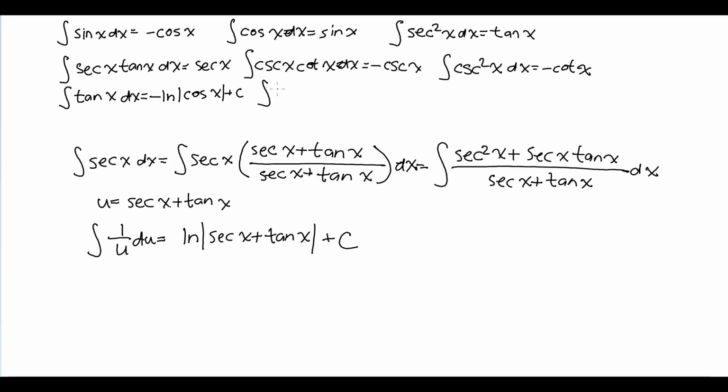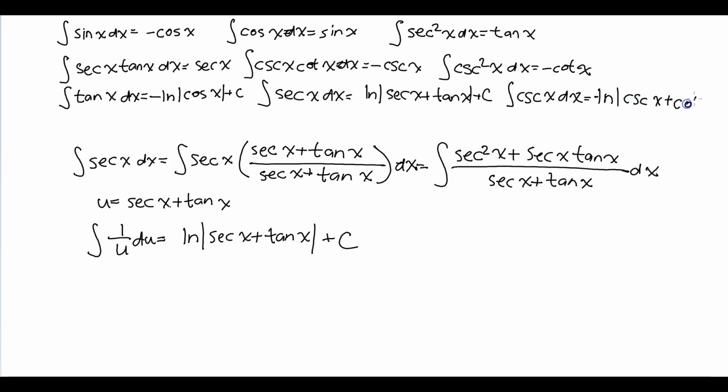You could do a very similar trick for the cosecant function. And you get negative ln of cosecant x plus cotangent of x plus c.